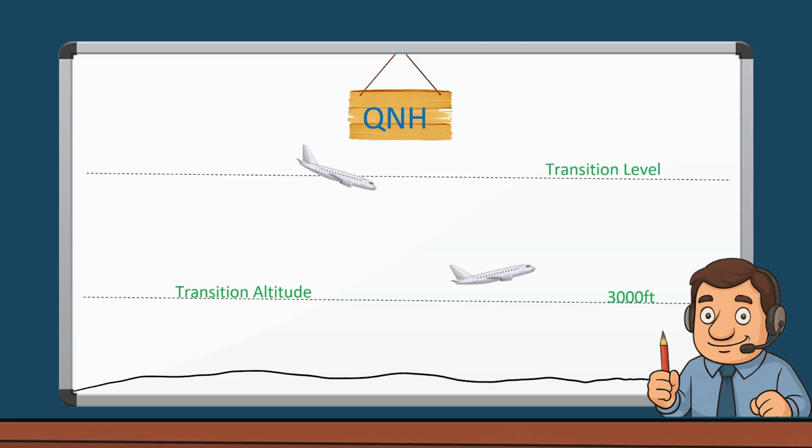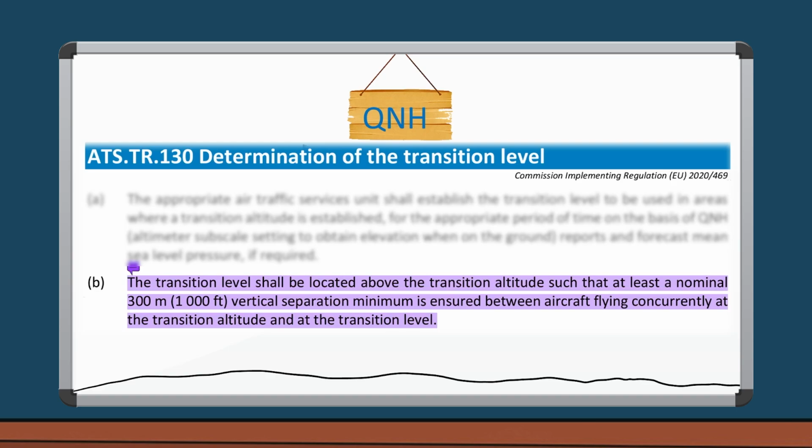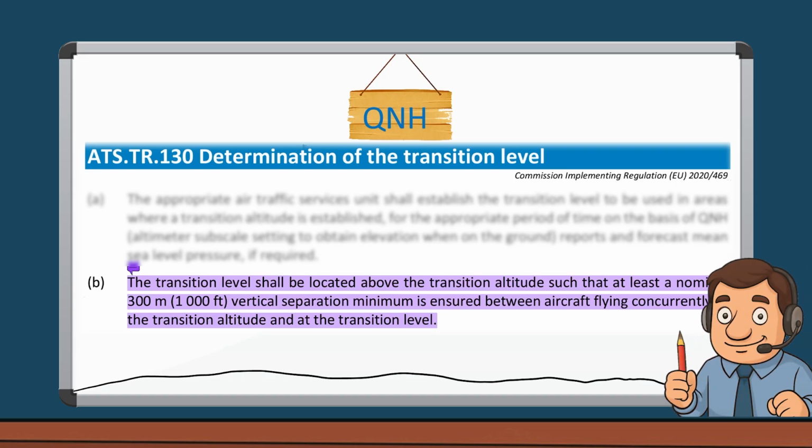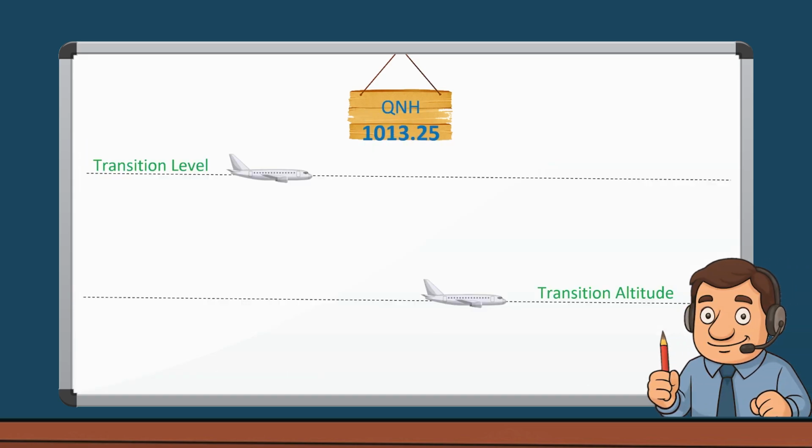And as Part ATS Tier 130 says, the transition level shall be located above the transition altitude such that at least a nominal 300 meters or 1,000 feet of vertical separation minimum is ensured between aircraft flying concurrently at the transition altitude and at the transition level. What does that even mean? It means on a day where the QNH is exactly the same as the standard, 1013.25, and the transition altitude is 3,000 feet, the transition level will be flight level 40.